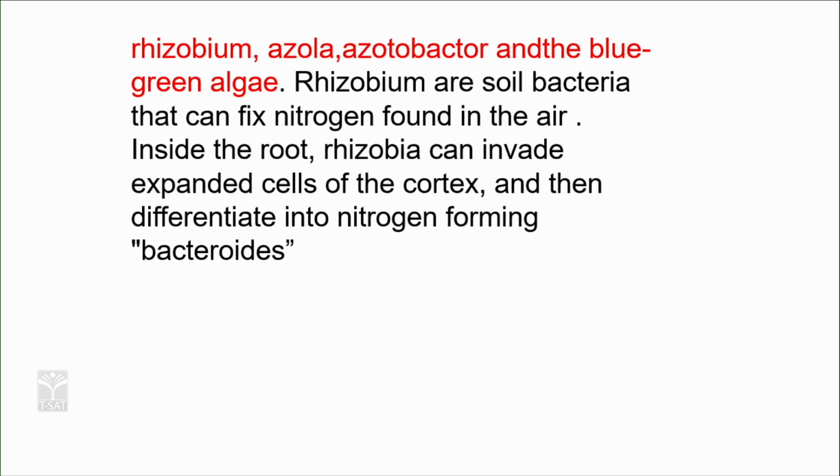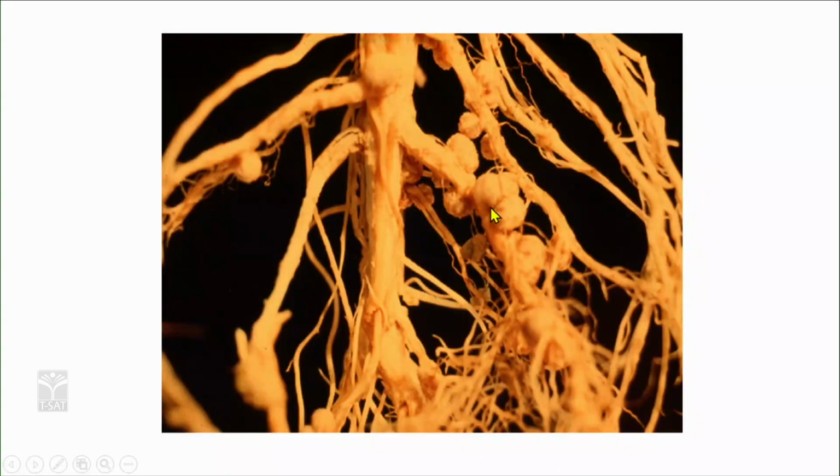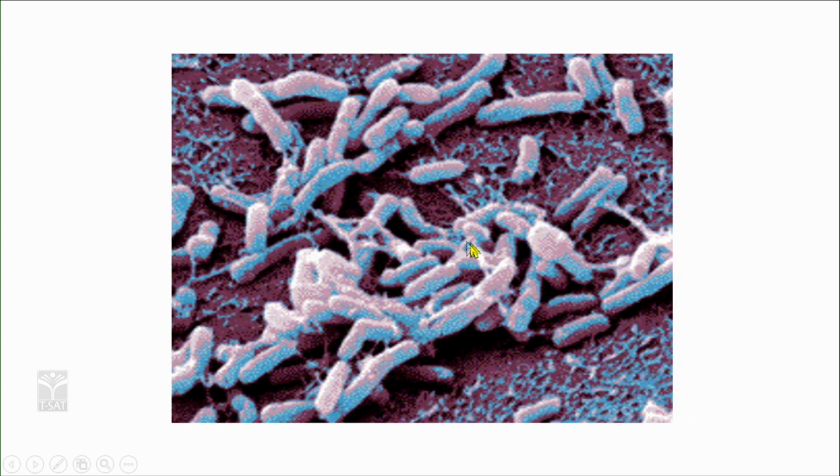atmospheric nitrogen. Rhizobium are soil bacteria that can fix nitrogen found in the air inside the roots. Rhizobia can invade extended cells of the cortex and then differentiate into nitrogen-fixing bacteroids. These are microorganisms which live in symbiotic association with the plants. They live in the roots of the plants and make the nitrogen available to the plants. These are the root nodules which provide symbiotic association to microorganisms like Rhizobium fixing the atmospheric nitrogen. So, these are microorganisms in the soil fixing atmospheric nitrogen for the plants.